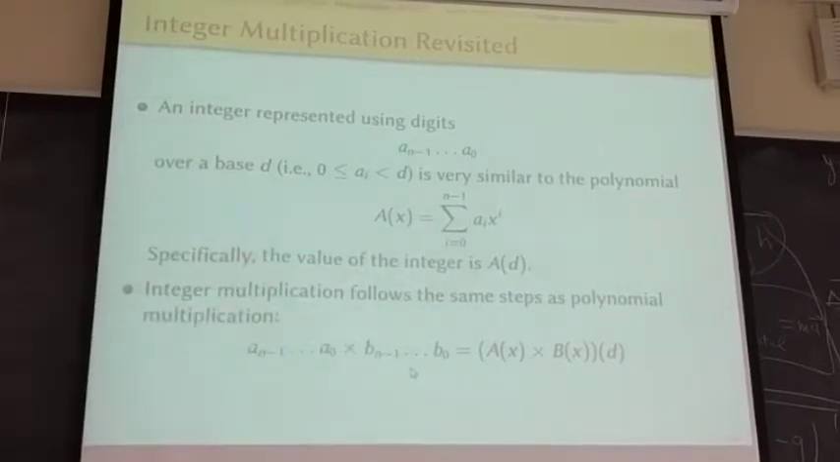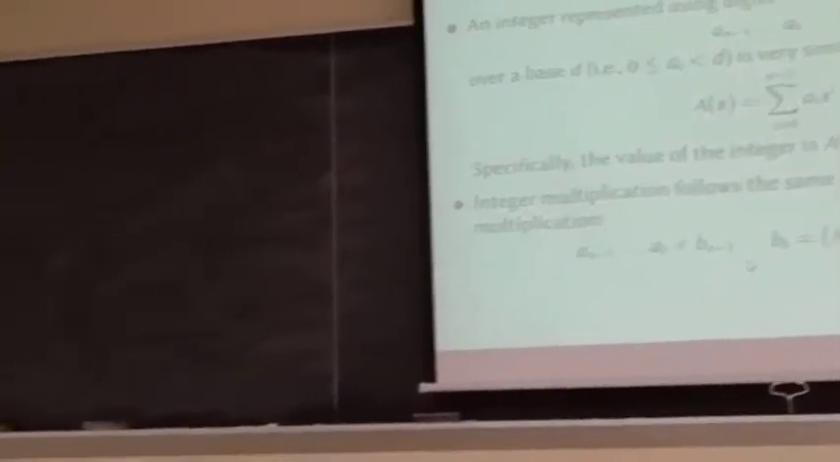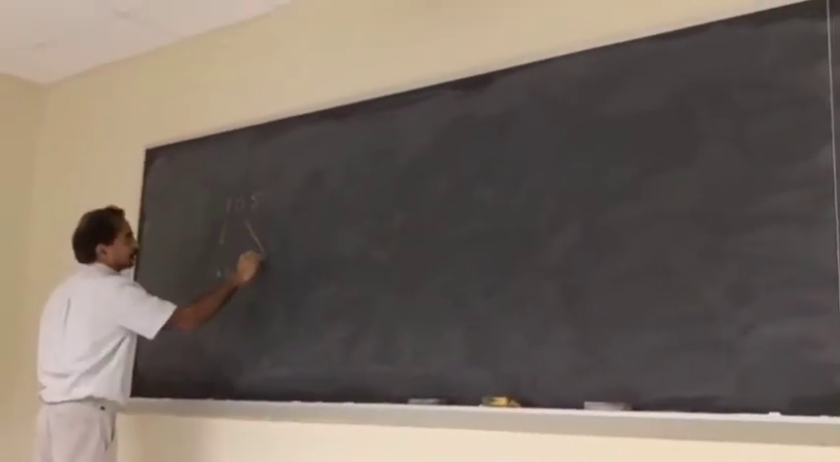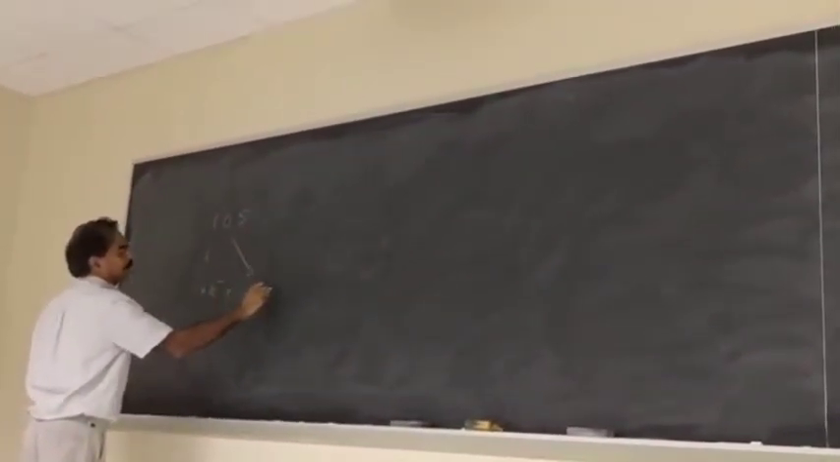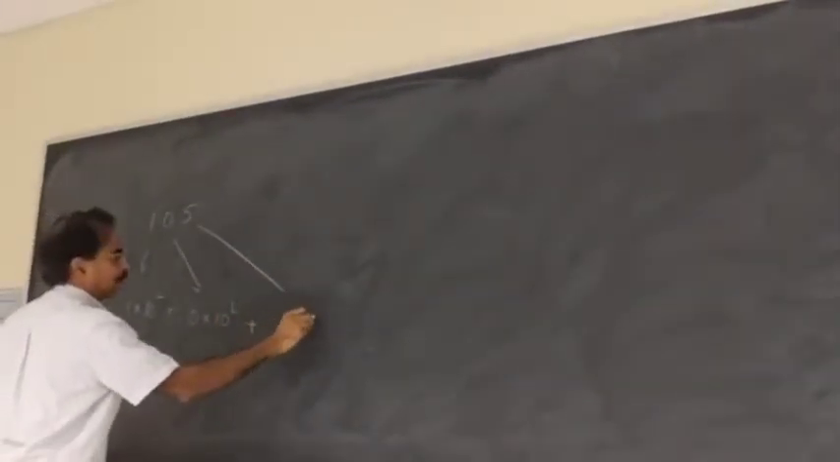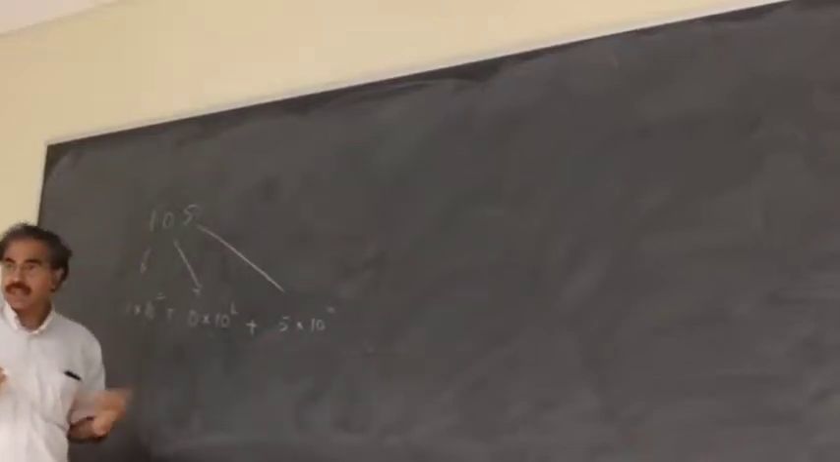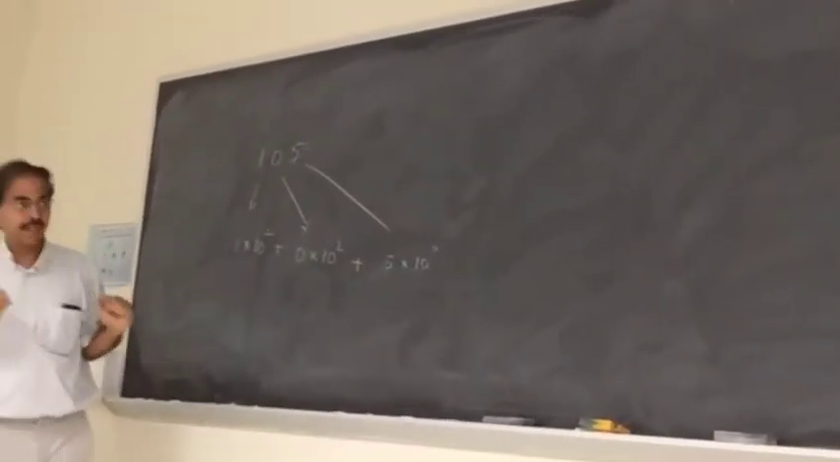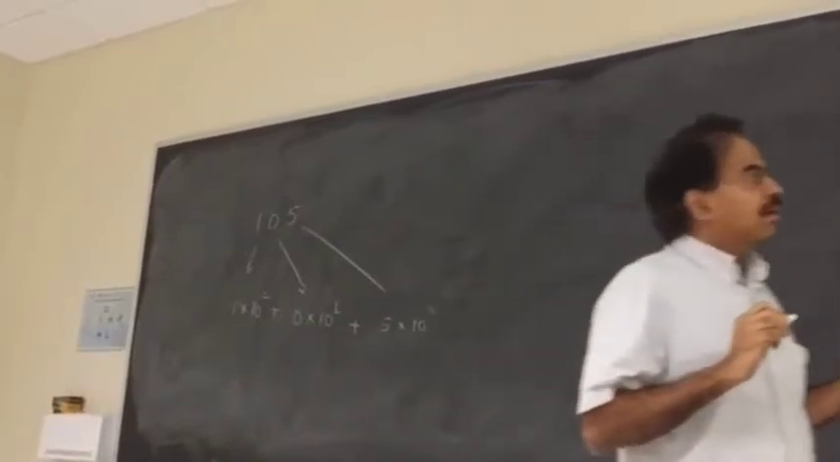So for instance, we have the number 105 in decimal. That is equivalent to saying 1 times 10 squared plus 0 times 10 to the power 1 plus 5 times 10 to the power 0. This is how we understand, when we write down a multi-digit number, their value or their meaning. That represents nothing but a polynomial.